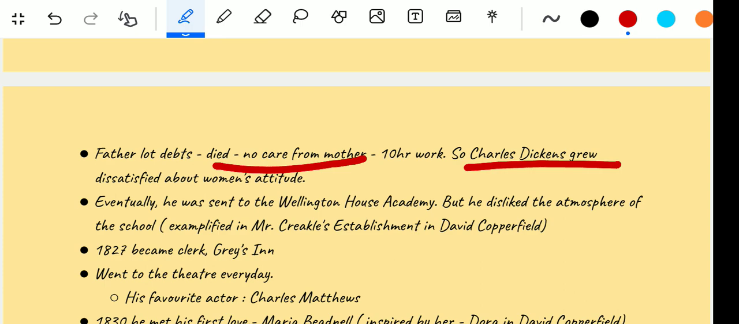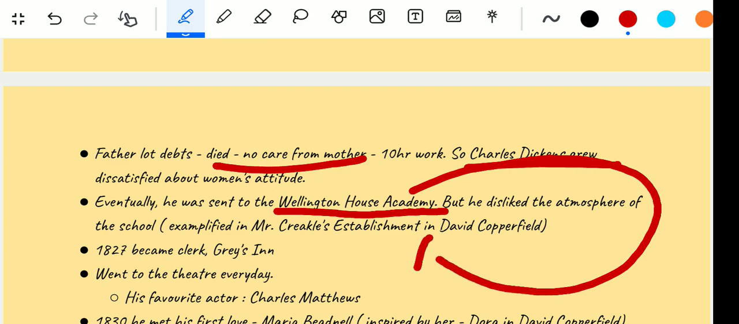So some years after, he got a chance to study at Wellington House Academy. But unfortunately, it was too hard there. Wellington House Academy was a school much stricter than any other school. The teachers were too strict, and he completely disliked the atmosphere. Whatever experience he got from Wellington House Academy, he depicted all those ill experiences in his David Copperfield novel, in Creakle's establishment.